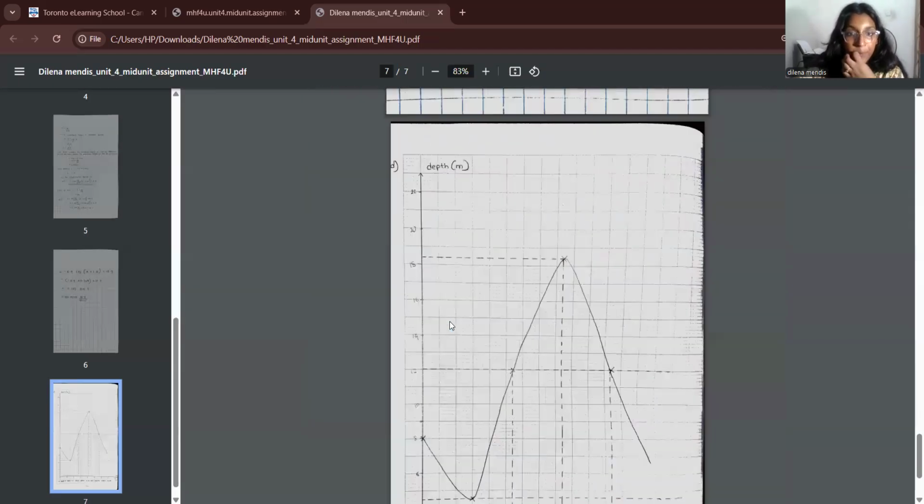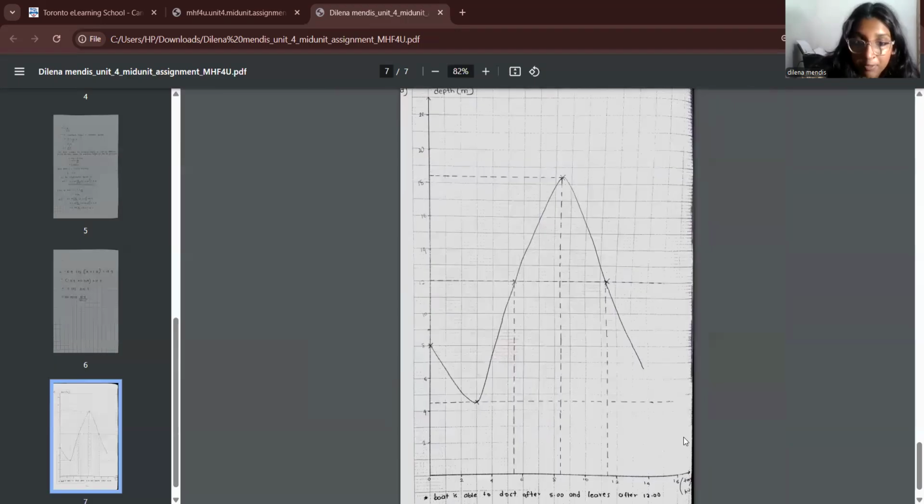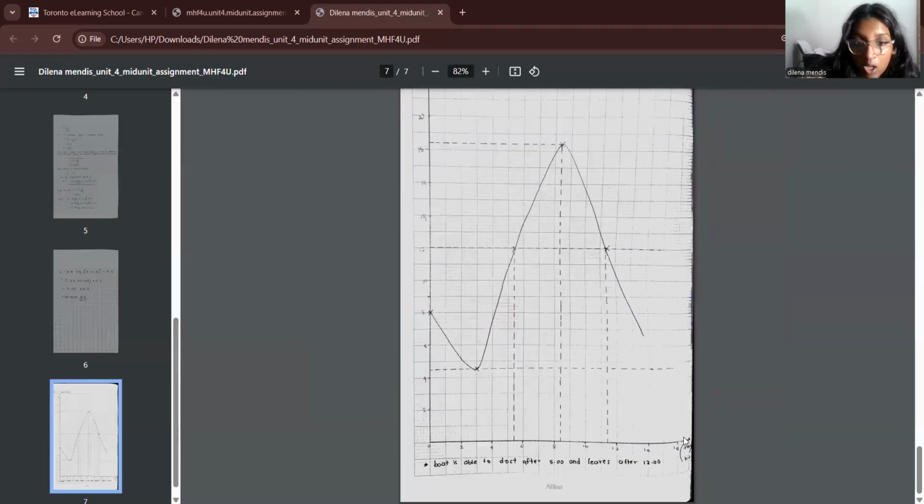This is part D, which is the graph given. The boat is able to dock after 5 and must leave after 12. Thank you for listening to my discussion.